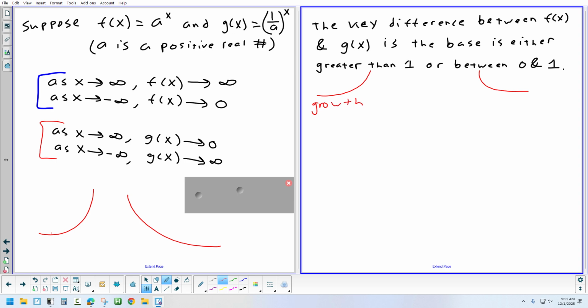The one on the left is called growth. The one on the right is decay. Okay, any question on the difference between growth and decay?